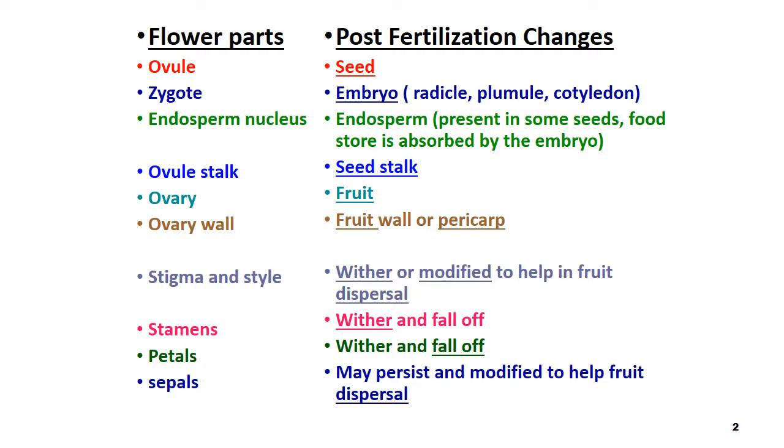Stigma and style of the flower, they generally wither, or in some cases they are modified to help in the fruit dispersal. The stamen, which is a male reproductive organ, generally withers and falls off after they have accomplished their mission. Similarly the petals, once they have accomplished their role, will wither and fall off. The sepals play a very important part in protecting the flower bud at the beginning, when the flower just formed. But after post-fertilization, it may persist or modify to help fruits in their dispersal.